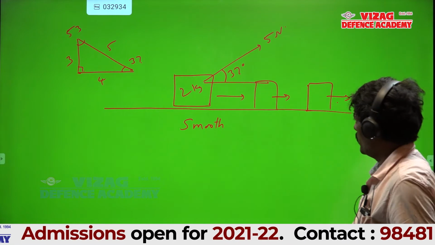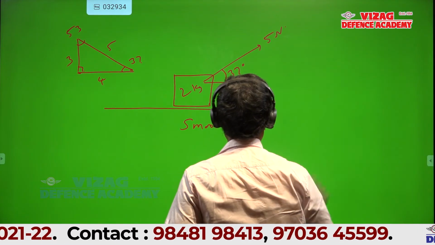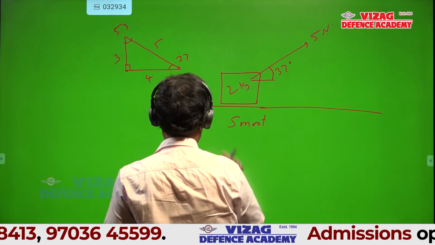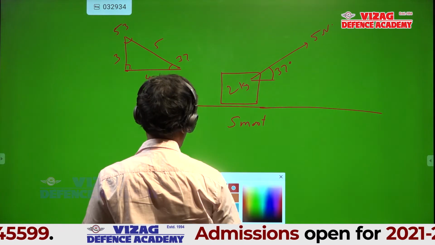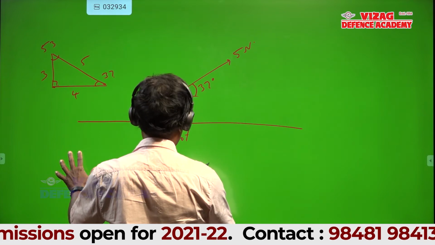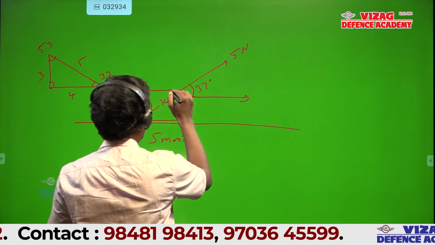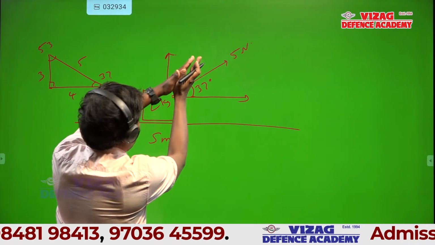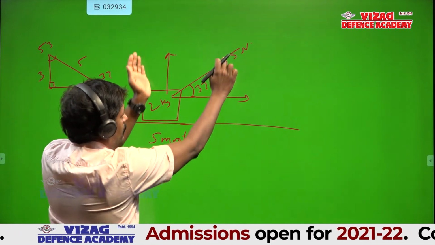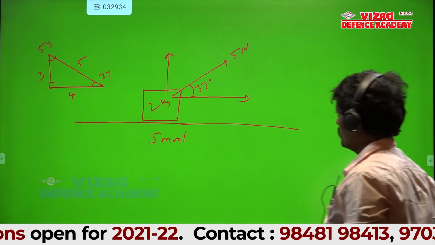Now listen carefully, how to split this into components. You have to split this into two rectangular components. One is horizontal, one is vertical. This will be how much, can anyone tell me? F cos. This will be how much?